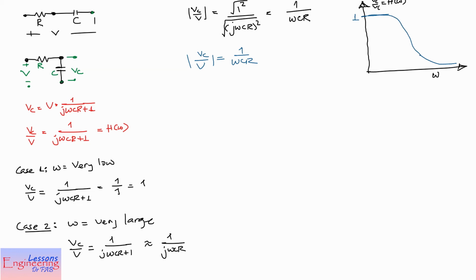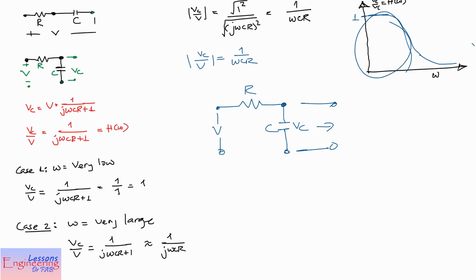So this is what it looks like. For high frequency we have low gain, and for low frequency we have high gain. This circuit lets through low frequency signals but attenuates high frequency signals. Mind you that VC over V when the frequency is low is 1, so it means that VC is actually the voltage V. This means VC is equivalent to voltage V.